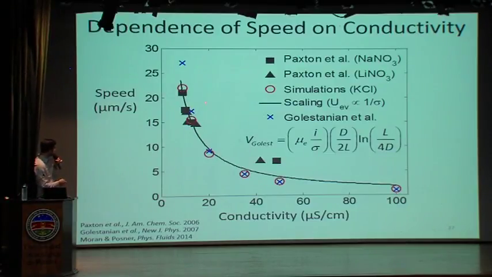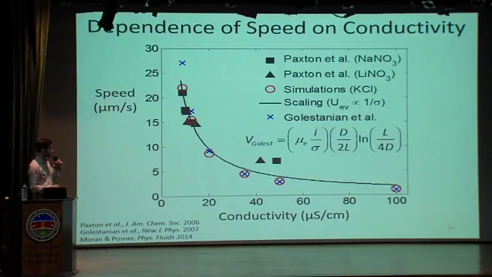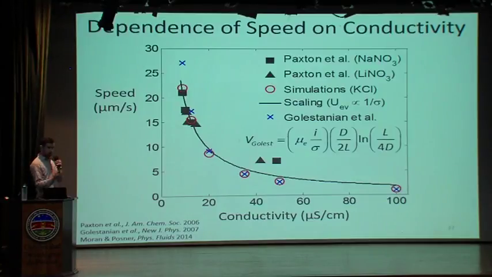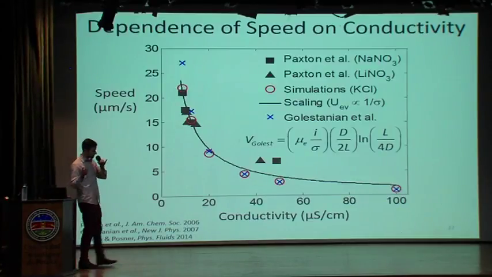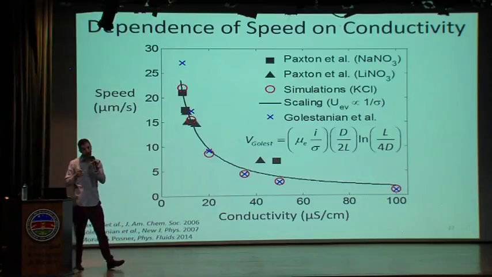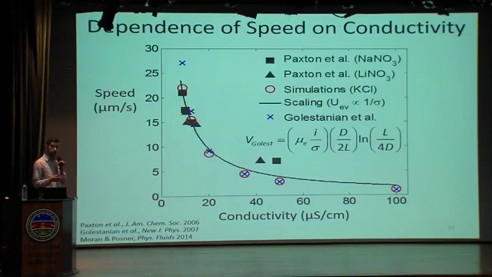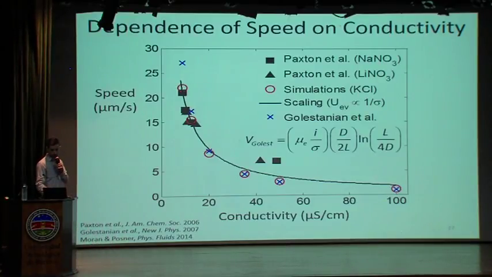Okay. And so we see excellent agreement between my simulations and Golestani's formula at high conductivities. The agreement starts to deviate a little bit at low conductivities, and we think we understand why that is. There are certain assumptions that Golestani made that affect the accuracy of his prediction for low conductivities. So again, essentially the model allows us to predict how the motion will depend on system parameters.